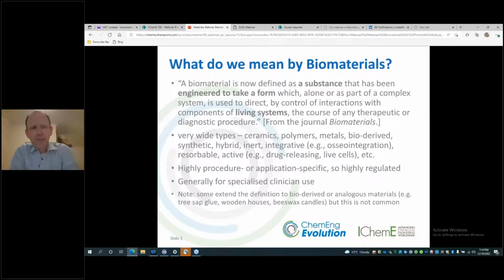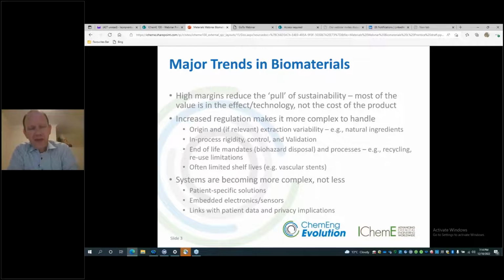So, big trends. To be blunt, the high margins in this area reduce that pool of sustainability. Most of the value is in the effect and the technology itself, not in the cost of the product.